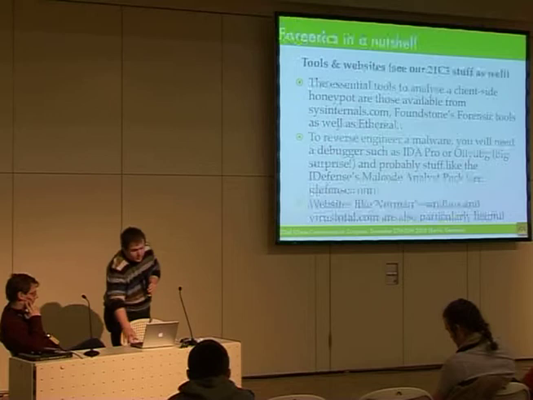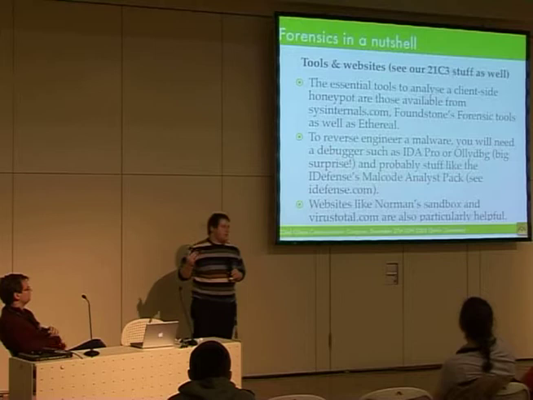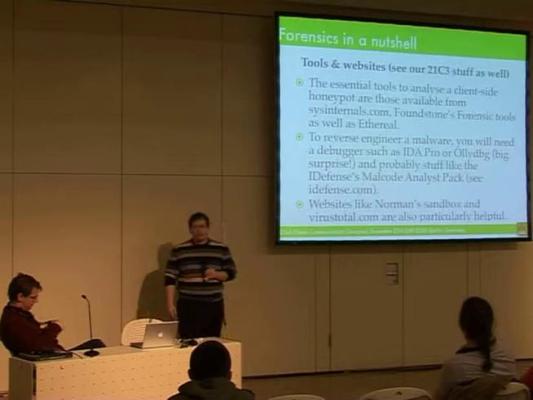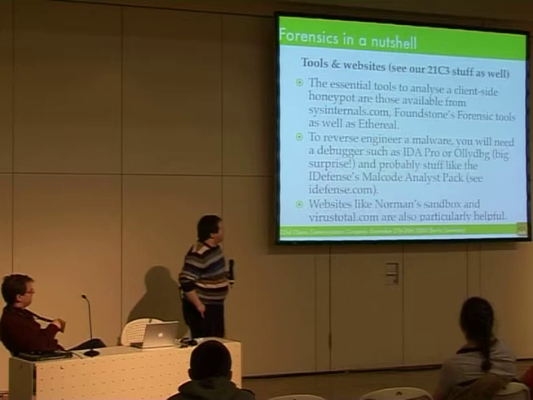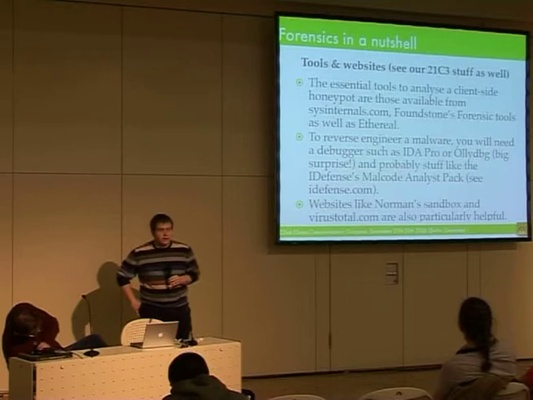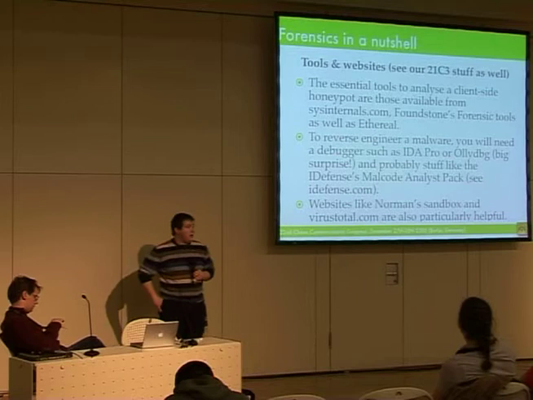Okay. So first of all, take a look at the stuff that we've done last year. I think many of the tools are actually quite helpful again. Basically, you need the entire suite from sysinternals.com. You need the stuff from Foundstone, their forensic tools, and obviously any port. Any network sniffer is quite useful. Ethereal will do the job, of course. If you want to really get into the stuff, you have to reverse engineer it, which is, in fact, quite difficult. We gave an example last year about this, and what you can do is use a debugger like OllyDbg or IDA Pro. There are many others, but I think those two are the most important ones.